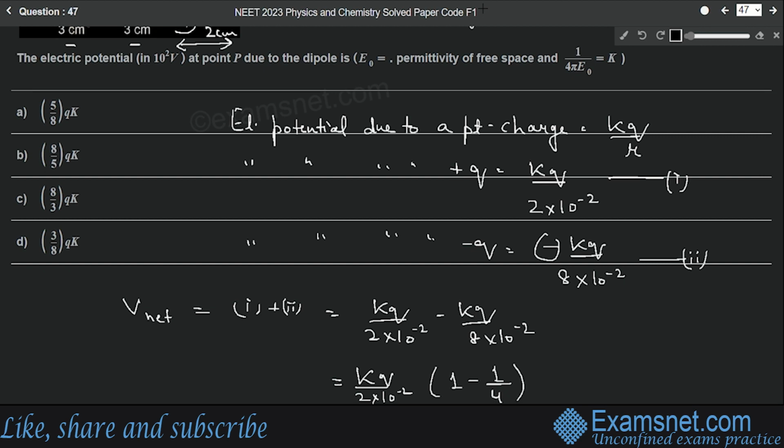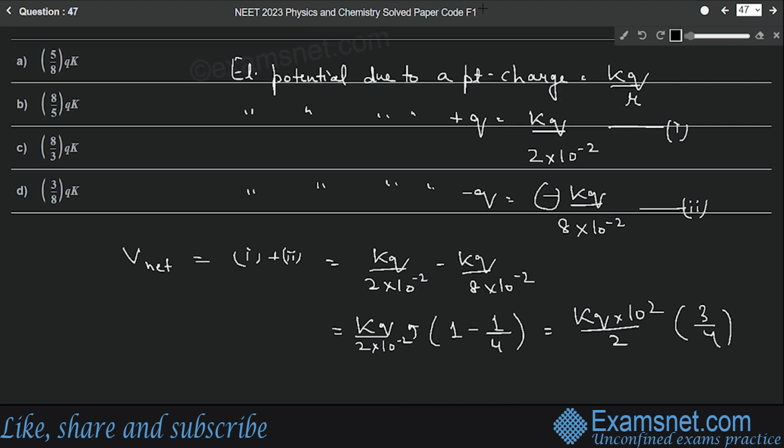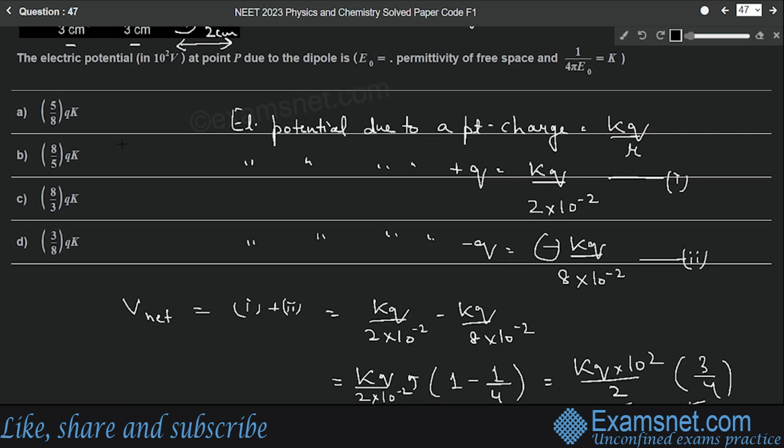Okay, so this 10 to the power minus 2 will go up and it will become 10 to the power 2. So kq into 10 to the power 2 divided by 2, and this side we have 4 minus 1, that is 3 by 4. So this 2 into 4 will become 8. So the answer will be 3 by 8 kq into 10 to the power 2. So 10 to the power 2 is already mentioned in the question, so the main thing is 3 by 8 kq. Okay, so 3 by 8 kq, that means option D will be the correct answer.